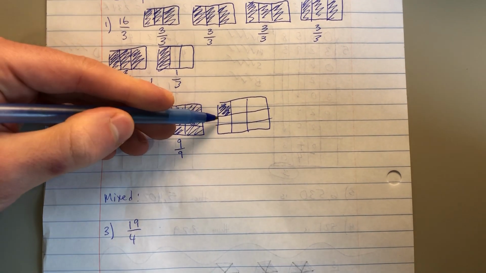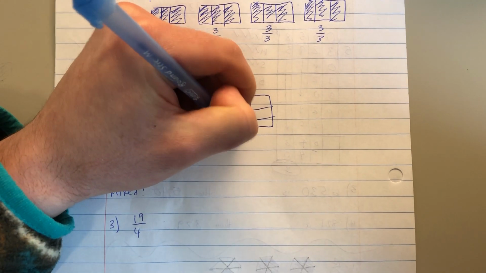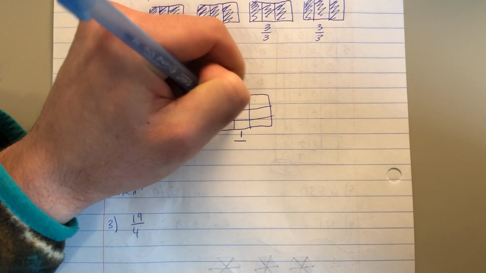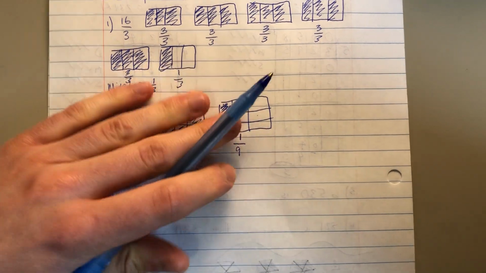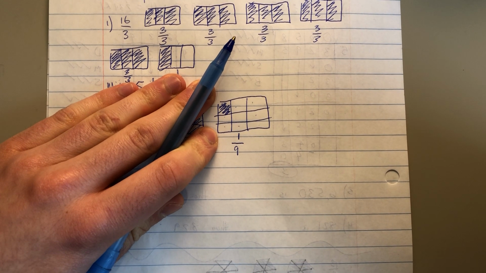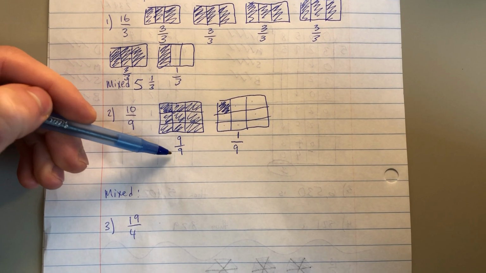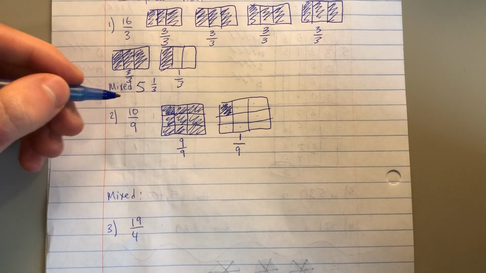So now I'm gonna count up what fraction this shape represents. Well, there's one part shaded out of 1, 2, 3, 4, 5, 6, 7, 8, 9 total parts. So this fraction right here, just the one that's not covered up, is 1/9. This here is 9/9, since every part of the shape is shaded in.